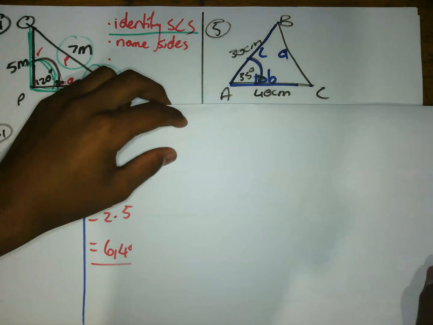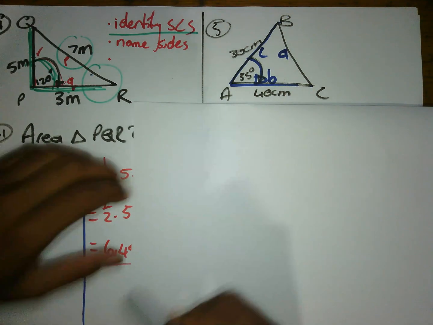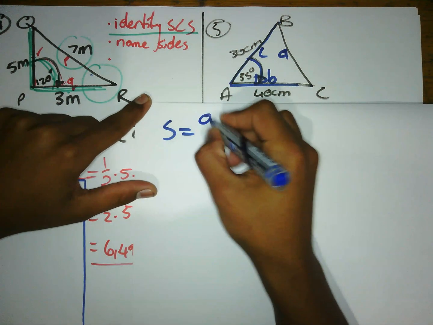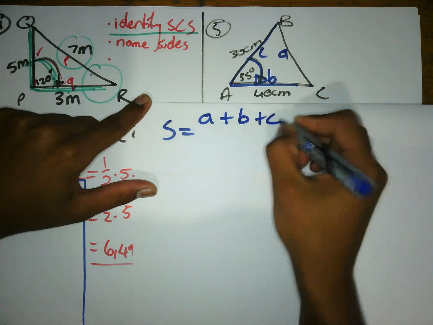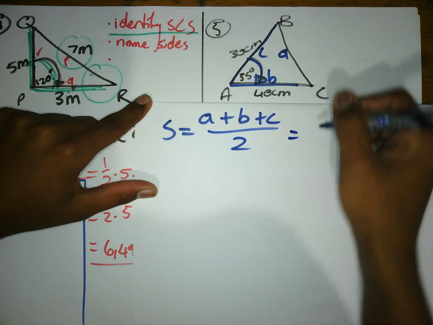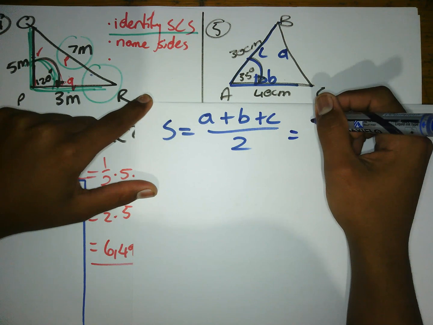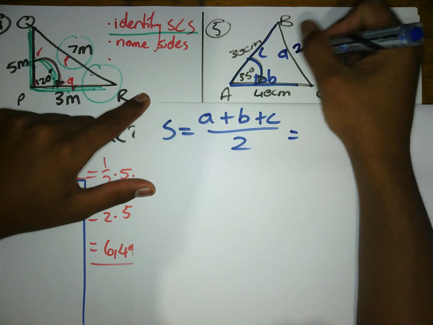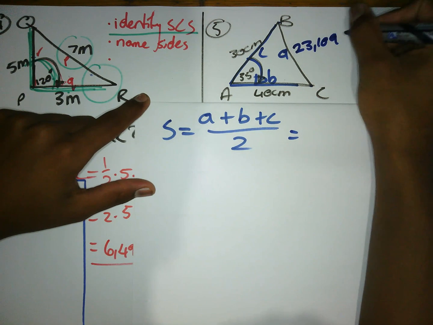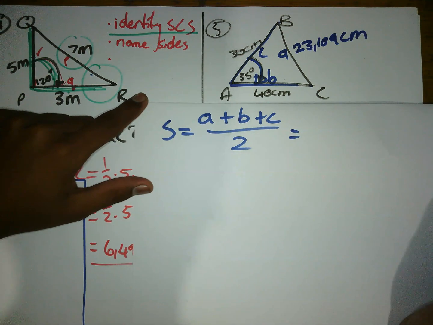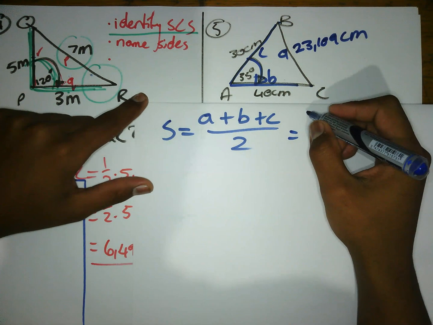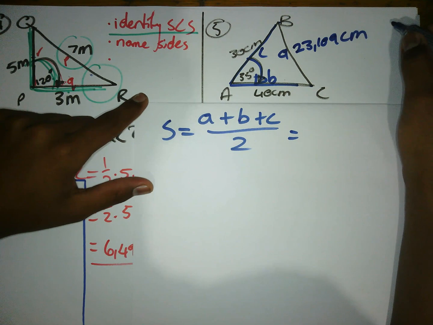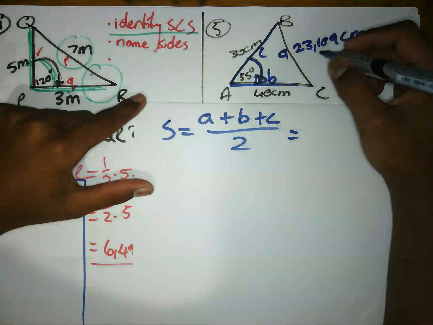So that's my triangle. First thing to do, I get my S constant, and that is equal to my side A plus my side B plus my side C, divided by 2. Oh, I got my side A right. My side A was 23.109 centimeters. This has more decimals, so you'll get a more accurate answer if you put all the decimals in. And I guess we can do that because why not?